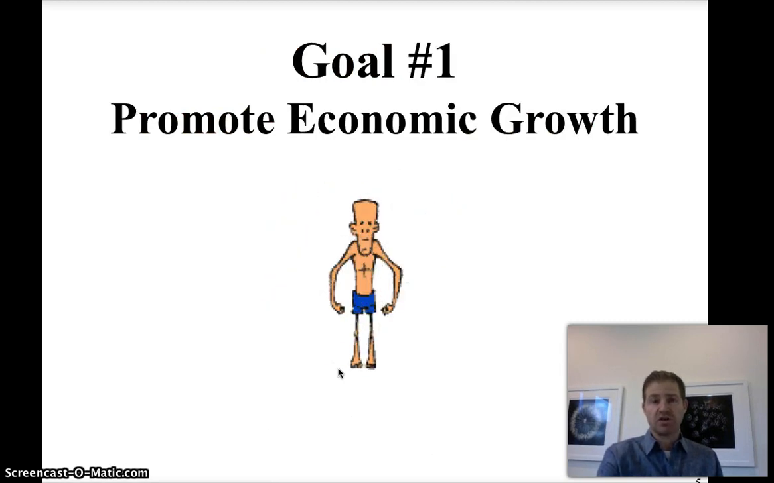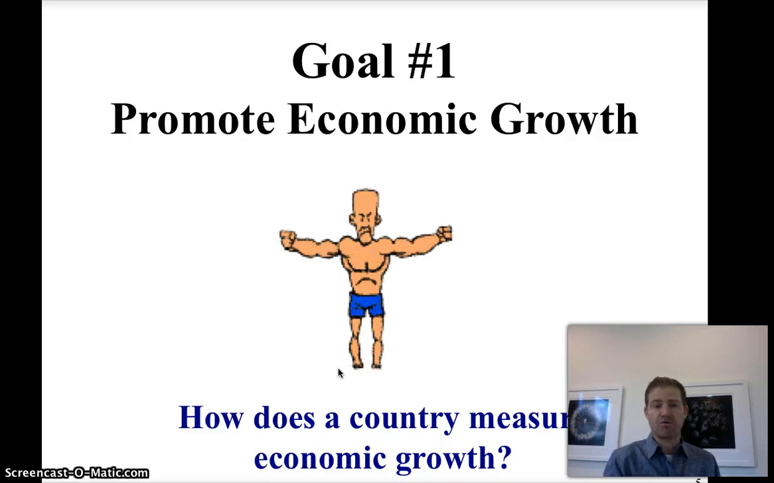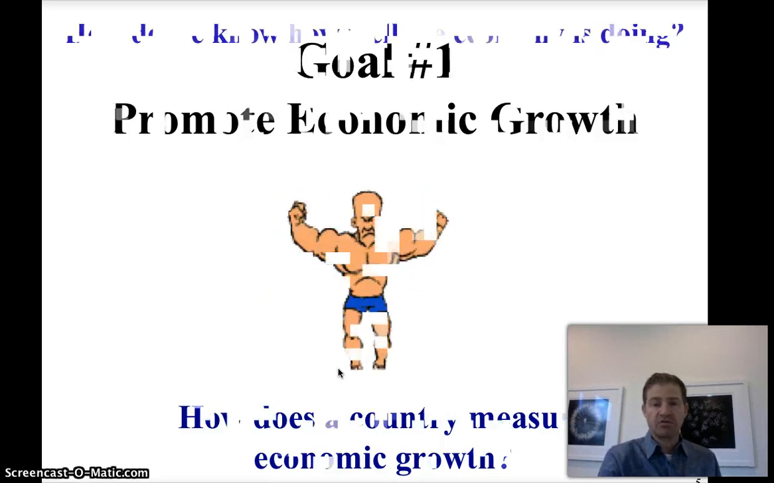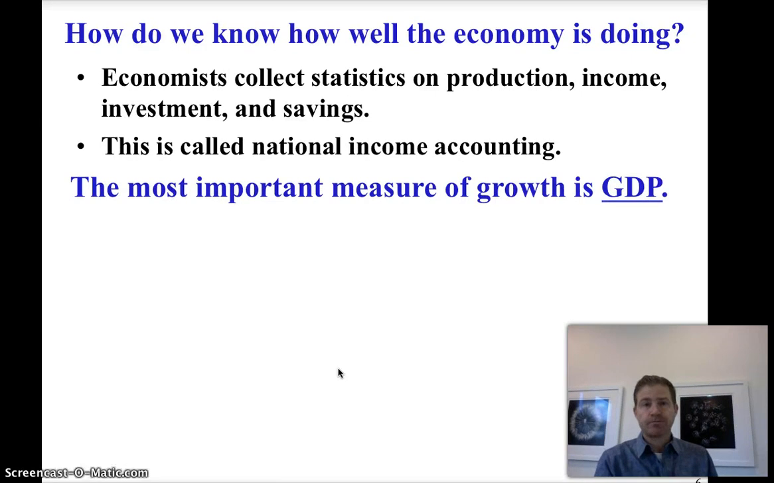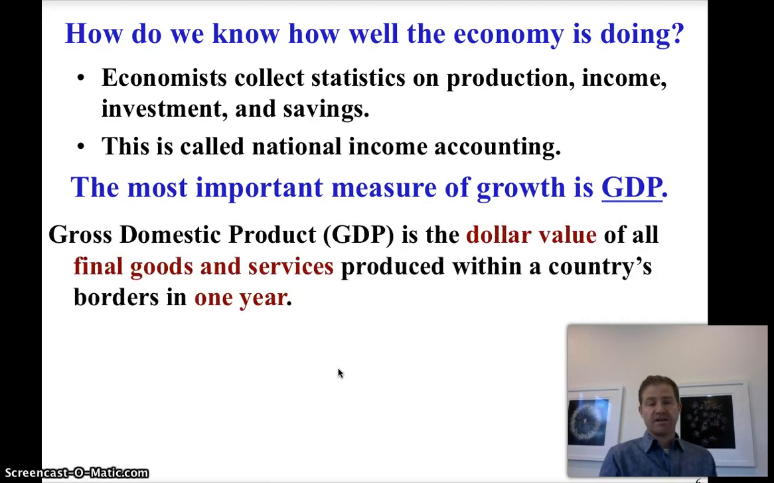So let's look at the first goal of promoting economic growth. We know that a country measures economic growth through GDP. And the government measures all types of things: production, income, investments, and savings. But the most important measure is our overall production. And remember the definition. Gross domestic product is the dollar value of all final goods and services produced within a country's borders in 1 year.